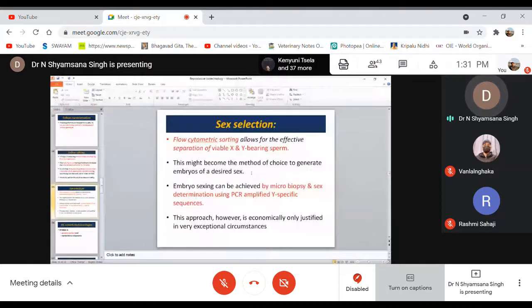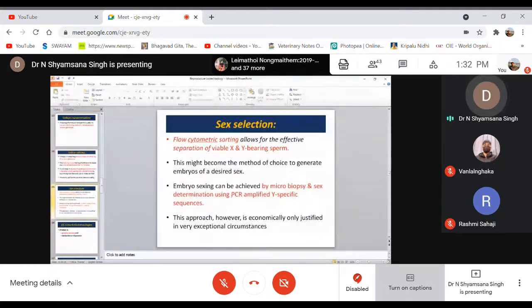So these are somewhat your PG level, but at least try to remember that using molecular techniques also we can identify the Y chromosome. In that way, we can have that particular individual of our interest.